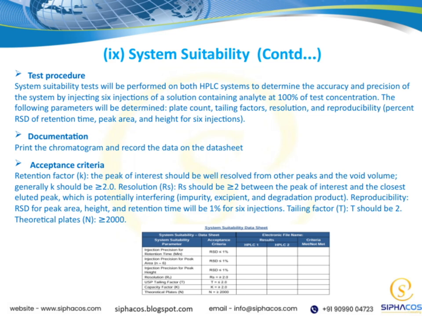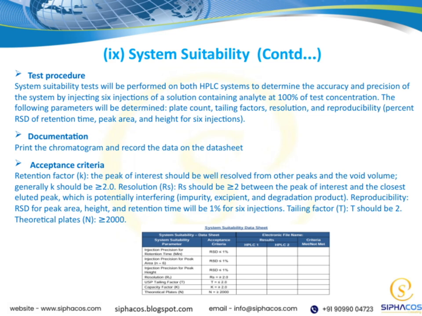Now, let's discuss the acceptance criteria. First, the retention factor, or K, should be at least 2. This means the peak of interest needs to be well resolved from other peaks and the void volume. Resolution, RS, should be 2 or greater between our target peak and any nearby interfering peaks, like impurities or degradation products.